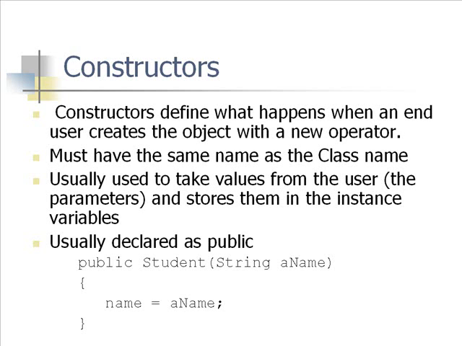Here's a possible constructor for the student class. The parameter is named aname, and it's of type string. So if I said student stu equals new student and pass it a string Fred, Fred would be aname. We want to take whatever was passed to us inside the constructor. We'll know that by the name aname, because that's the parameter name. And we're going to assign it. We're going to take the thing on the right and put it into the place on the left. Name here is an instance variable.